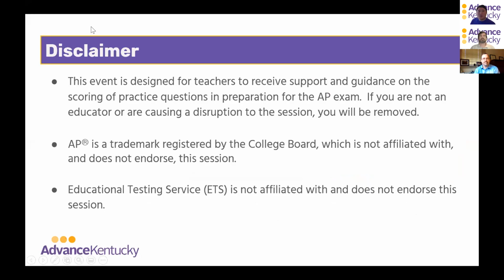So just a couple disclaimers here. We have designed this event for Kentucky teachers to receive guidance on the scoring of AP exam mock questions. If you are not an educator or causing a disruption to the session, you will be removed. Please make sure you are acting appropriately. AP and Educational Testing Service are not affiliated with this session or these questions, so we have no insider information on what the exam will look like in a week, but we are taking our best guesses.